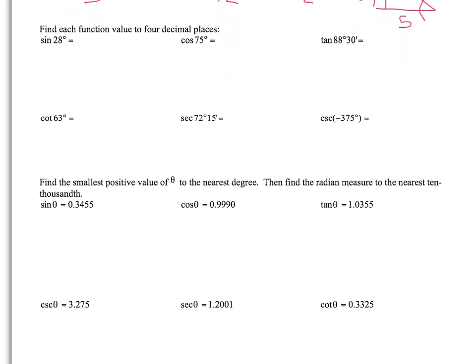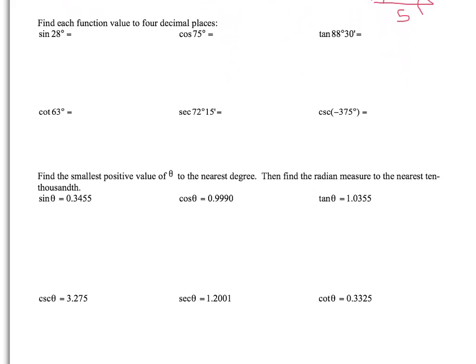This next piece is calculator stuff. What I want you to do right now is turn your calculator on, and make sure it's in degree mode. The way you do that is you hit the mode button, and you make sure that on the third one down, degree is highlighted. Okay, if it's highlighted, what you're going to type is sine 28 and enter.